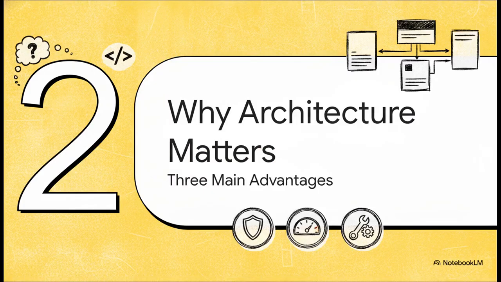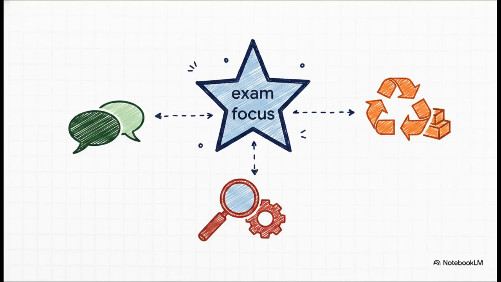Moving on to Section 2, why architecture matters and the three main advantages of doing it right. So you might be wondering, why do we actually need to do this? Why not just start coding? Well, researchers Bass, Clements, and Kazman identified three main advantages to explicitly designing and documenting your software architecture. I really want you to pay close attention here because this is explicit exam-focused material. You need to be able to list and explain these three advantages: stakeholder communication, system analysis, and large-scale reuse. Let's break these down step by step.